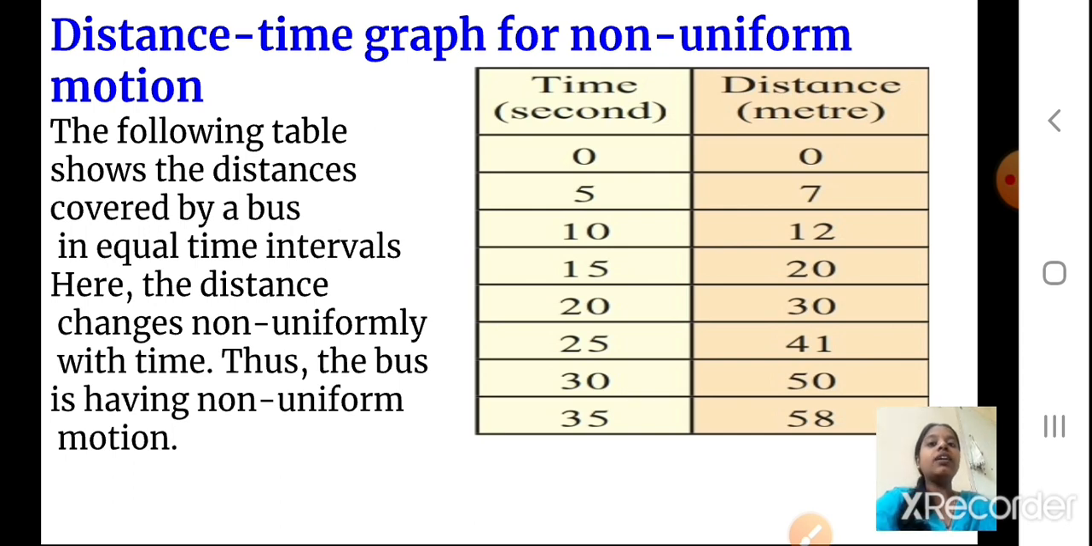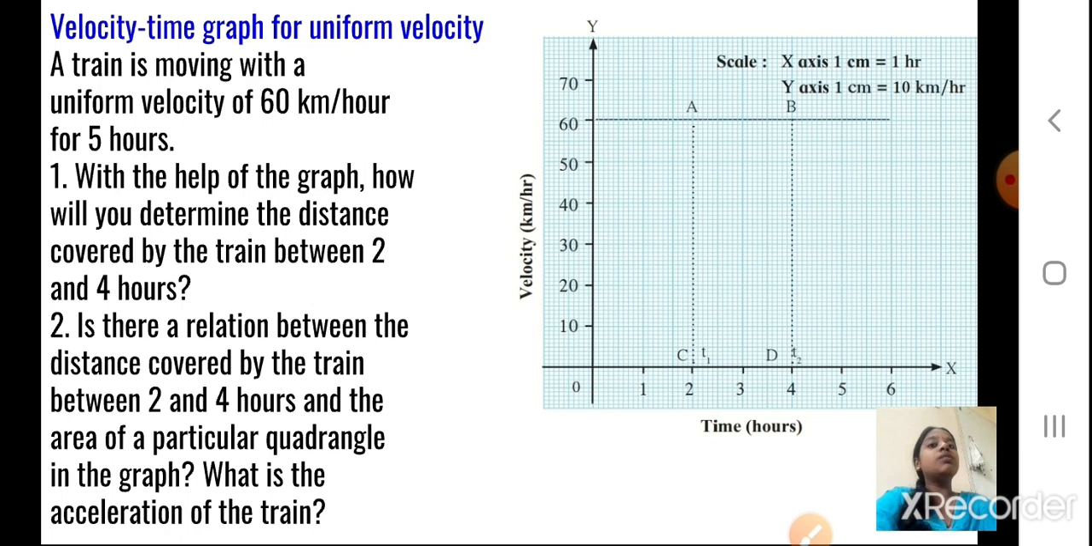Okay, and tell me what will be the nature of graph, students. Will it be a straight line? No, it is not going to be a straight line. You can get it as a curve. Okay, students. Now, this was about the uniform and non-uniform motion.